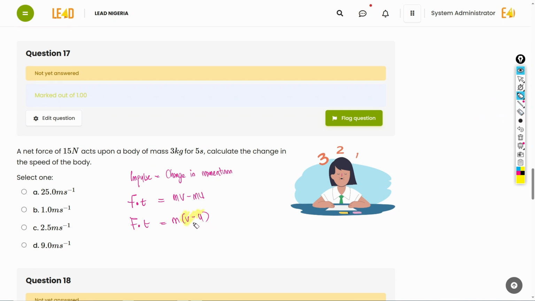So this v minus u that we have here is the change in speed, and that's what we're actually asked to find. So we'll substitute everything in and solve for v minus u. 15 times 5 is equal to the mass 3 times whatever v minus u is. So v minus u, which is what we need, is going to be 75 over 3. That's 25, so the change in speed is 25 meters per second. That's option A.